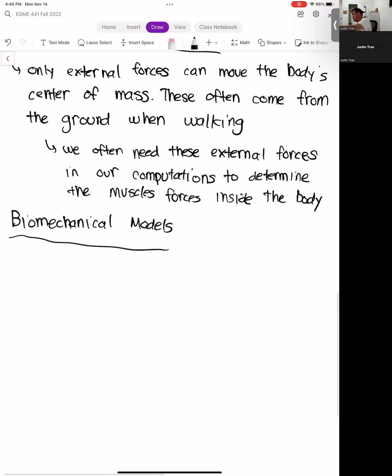Okay. And so the idea with biomechanical models is that in reality, the human body is much too complex for us to analyze in its straight up fashion. And so in order to make the analysis simpler, we often have to make simplified models so they can highlight different aspects of our subject.